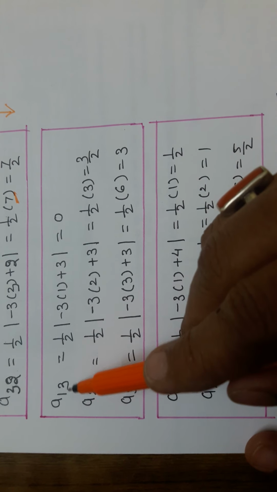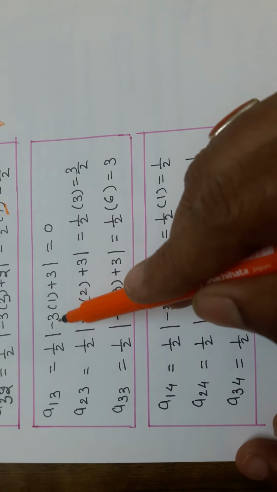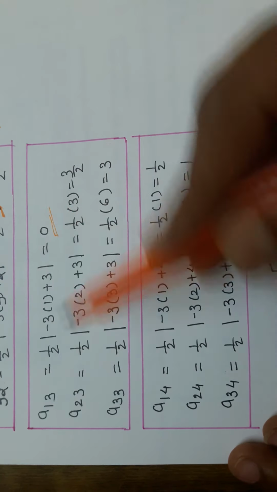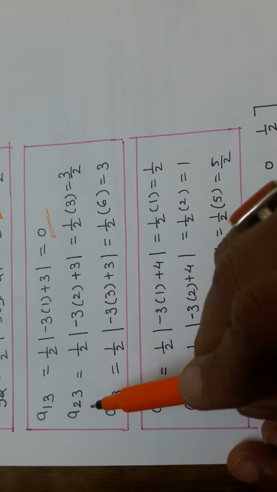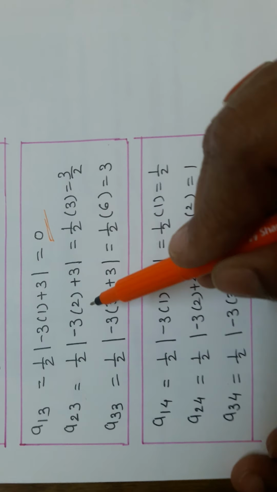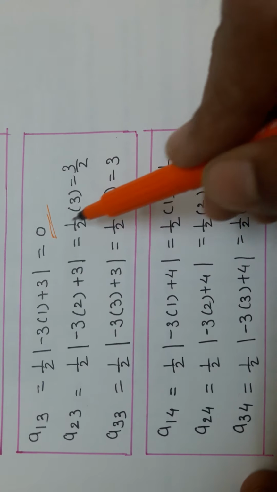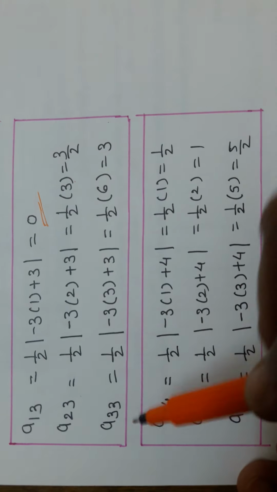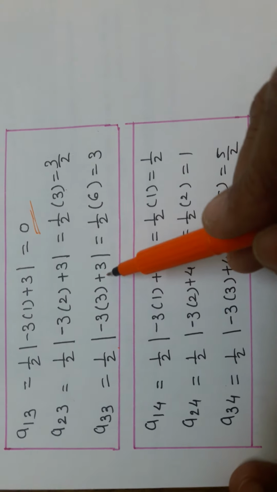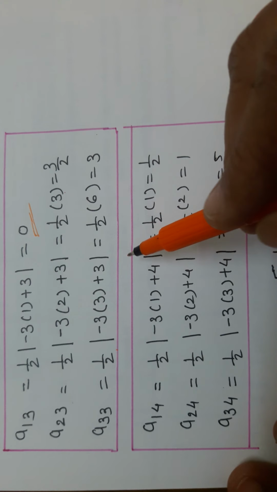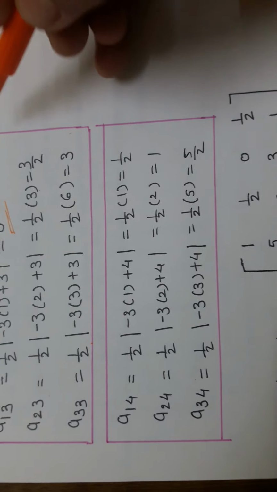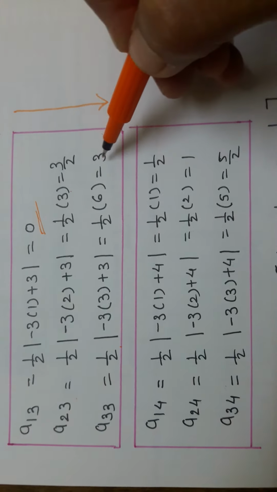A13 means i is equal to 1 and j is equal to 3. 1 by 2 minus 3 into 1 plus 3. Minus 3 plus 3 is 0 and 0 into 1 by 2 means 0. A23, i is equal to 2 and j is equal to 3. So half into mod of minus 3 into 2 plus 3 means minus 6 plus 3, which is minus 3, mod is 3. 1 by 2 into 3 is nothing but 3 by 2. A33 is equal to 1 by 2 mod of minus 3 into 3 plus 3. Minus 9 plus 3 means minus 6 and mod of minus 6 is 6. Therefore 1 by 2 into 6 is nothing but 3. So we got here the third column: 0, 3 by 2, 3.